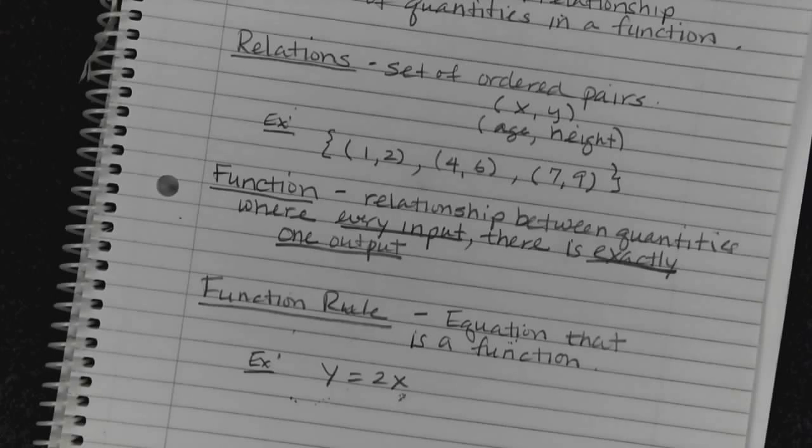How many y values do I have? 2. At x equals 1, I have 2 different answers. Guess what? That's not a function. This is not a function because that one x value gives me 2 answers. So this is not a function.